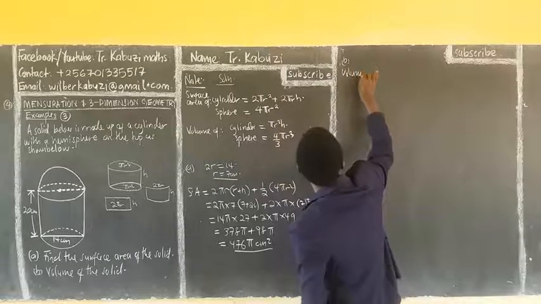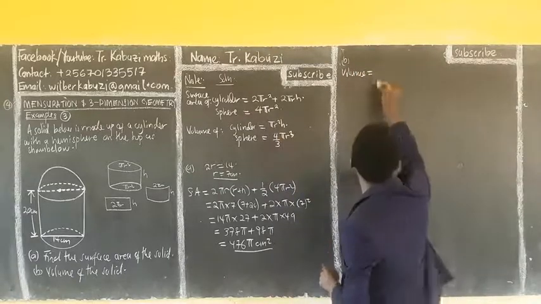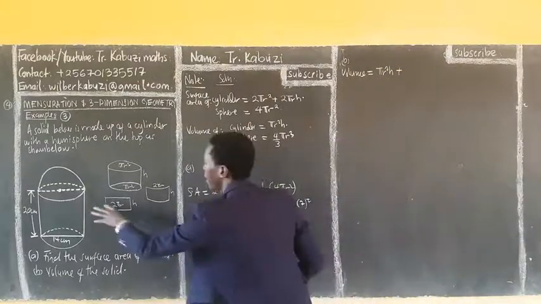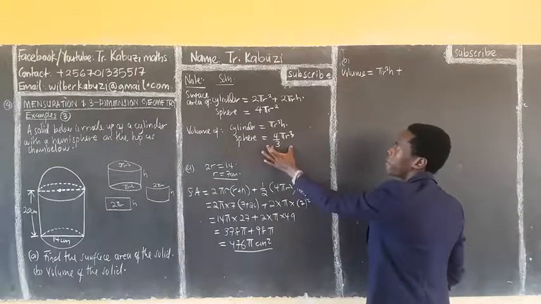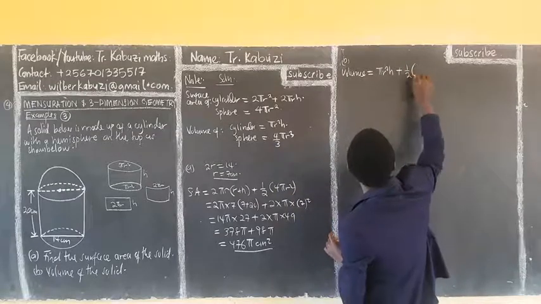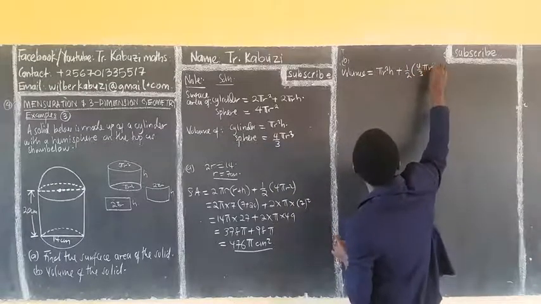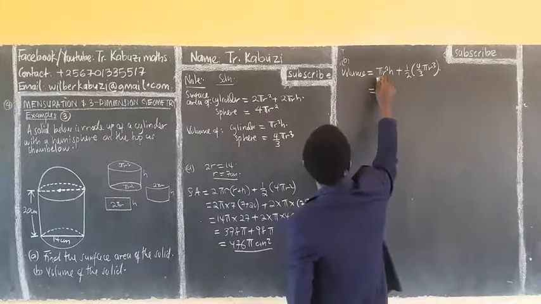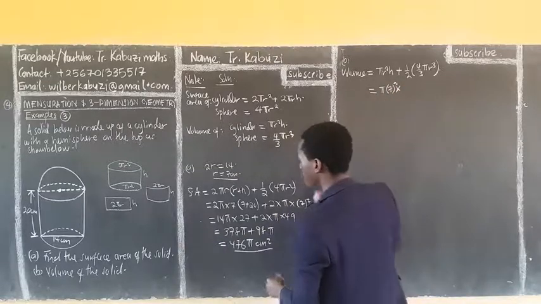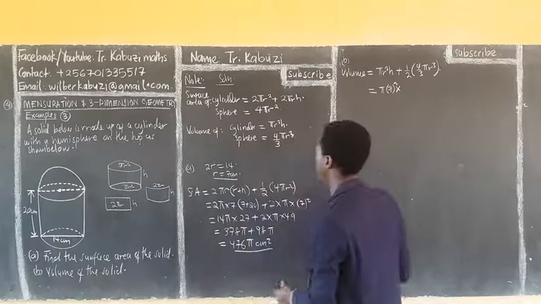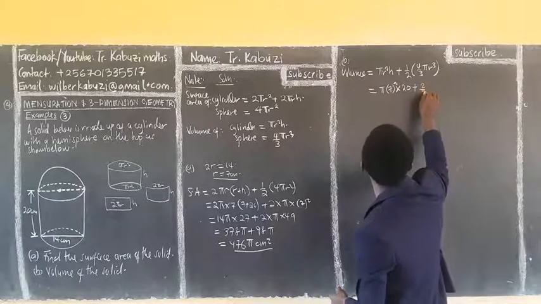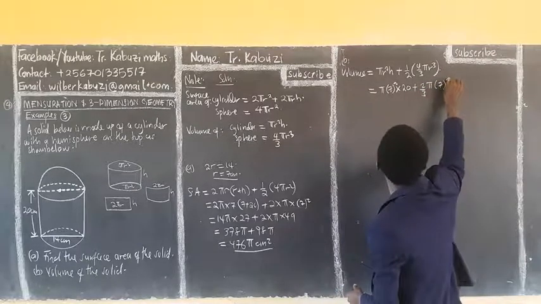So, my volume, of course, I'm going to get the volume of the cylinder, which is given by pi r squared h, then plus the volume of this hemisphere. Because it's a hemisphere, and this is the volume of a full sphere, it means that the volume of the hemisphere is going to be a half of this. So a half of 4 over 3 pi r cubed. So can we substitute? This is pi times 7 squared times my height, which is 20, then plus 2 over 3 times pi times 7 all cubed.